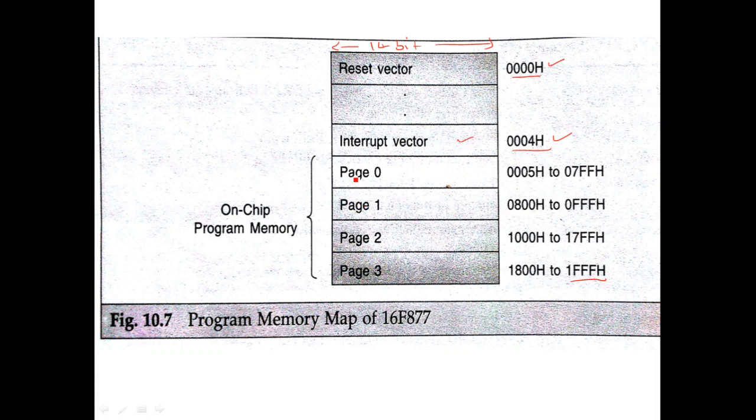And then you can divide the whole program memory into different pages. Okay, so there you can imagine that this 8K is divided into in all 4 pages. So each page is a 2K page. This is 2K, 2K and 2K, right? So 4 pages are there.